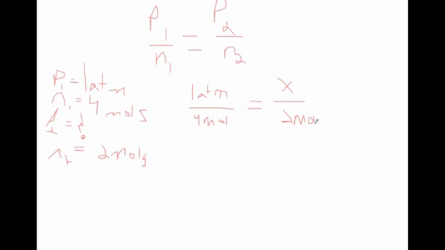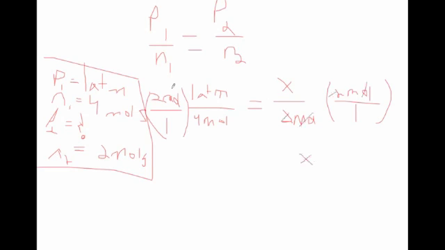Using our knowledge of algebra, we know that to get x by itself, we're going to multiply each side by 2 moles. So it's going to be 1 over 2 atmosphere is equal to x. So essentially, we have pressure 1 as 1 and pressure 2 as 1/2. So 1 is greater than 1/2. So you'll see as the moles decreased, the pressure also decreased.